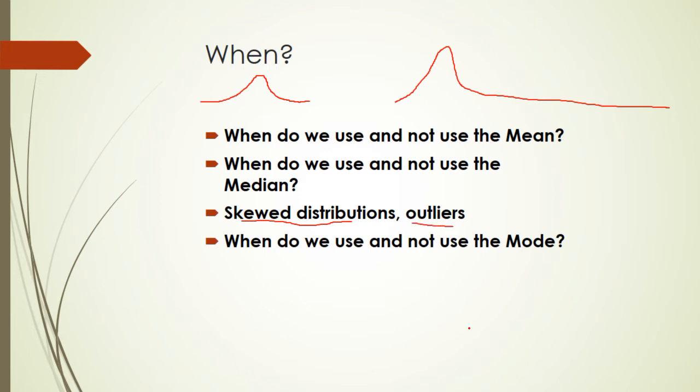The other possibility is outliers. An outlier is when all of us are here, but Albert Einstein is out here. You have a small number of people, or things, or whatever, who are far away from everybody else. Those things that are far away are called outliers. Outliers and skewed distributions mess with the numbers.